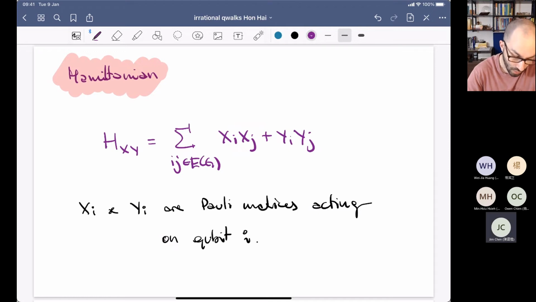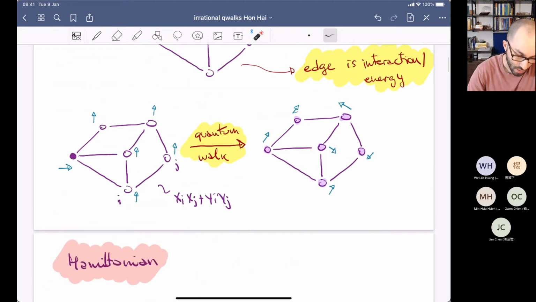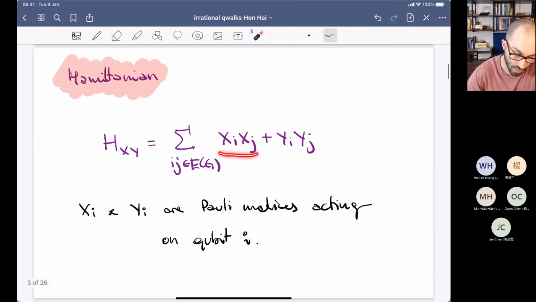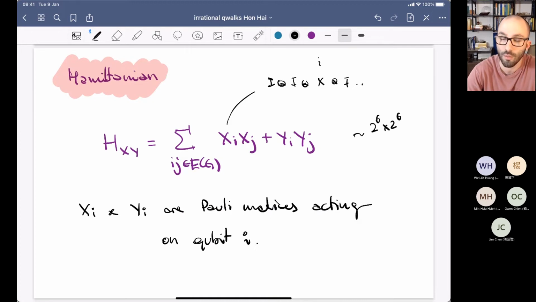All right. So typically, let's say here you have 6 vertices in your graph. Each one of these matrices you can think of as identity, tensor, then X in position i, and then identity, and so on. Each one of these is a 2 by 2 matrix. So this is in fact a 2^6 by 2^6 matrix if your graph has 6 vertices. So it's a big matrix.